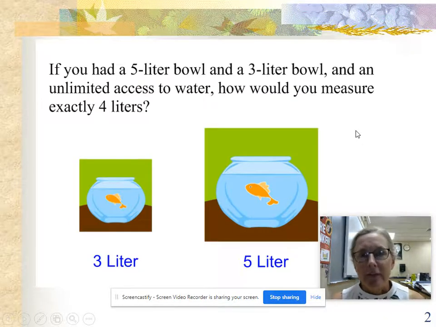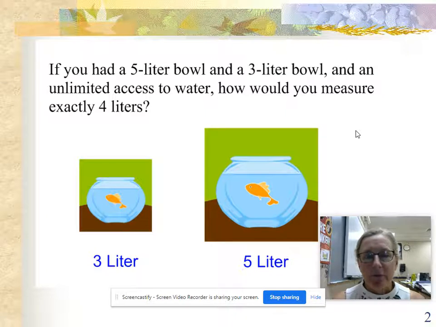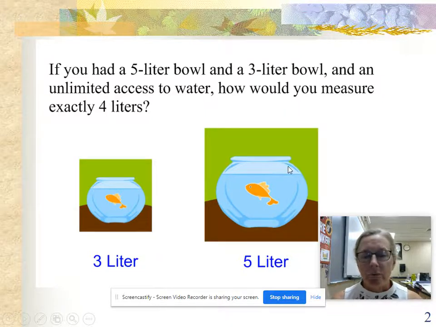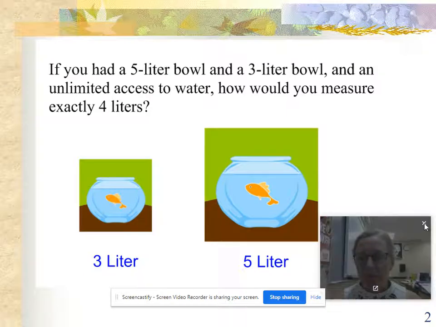I always like to start off class with a problem, so here's a fun problem for you to try. You have a 5-liter bowl and a 3-liter bowl, and you have unlimited access to water. So the question is, how can you use these 2 bowls and your water to measure exactly 4 liters? And notice that these fish bowls do not have any markings on them. So be thinking about this problem, and I'm going to continue with the presentation.